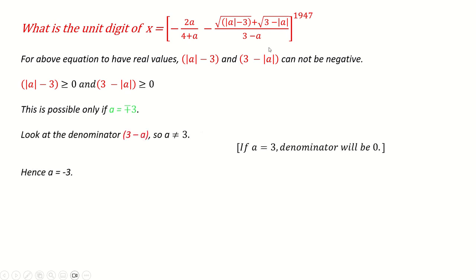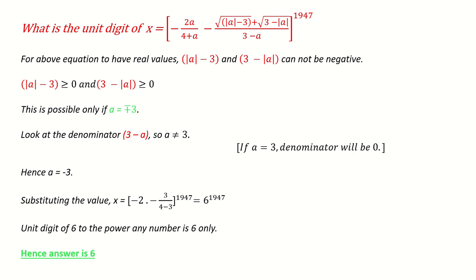Now look at the denominator, 3 minus a. If a equal to 3, then this denominator will become 0, which means this fraction is undefined, and then the whole expression will be undefined. So a cannot be 3. So a is only minus 3. That's the only option. Now you substitute that. The second term is anyway 0. So the first term is minus 2 into (minus 3 by 4 minus 3) whole to the power of 1947, which is nothing but 6 to the power of 1947. We know the 6 multiples, the 6 to the power, always have 6 in the units digit. So the answer is 6.